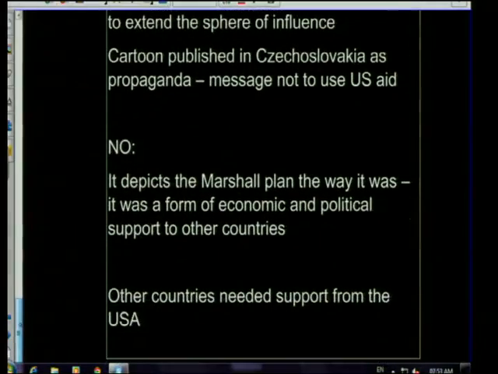Or if you say no, then it depicts the Marshall Plan the way it was, a form of economic and political support to other countries. Other countries needed the support from the USA. If you do choose that particular answer, the problem will be that you will not be using all the visual elements in the cartoon, because you'll only be looking at the life belts and you will not be looking at the guns attached to those life belts. It's very important. Remember, I told you earlier on that everything that is in the cartoon is there for a reason, and it aids in spreading that particular message.